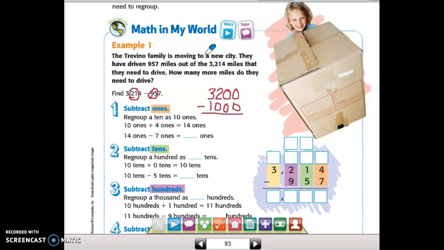The Trevino family is moving to a new city. They have driven 957 miles out of the 3,214 miles that they need to drive. How many more miles do they need to drive? So let's highlight the information we have. 957 and 3,214 miles. And what we need to find is, oh, there's our keywords though. Let's highlight those. How many more? And the question is, how many more miles do they need to drive? And that "how many more" signifies that we are going to be doing subtraction.